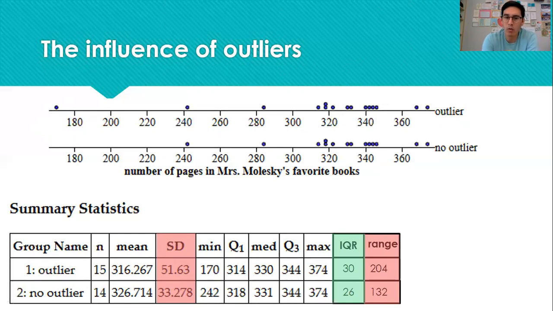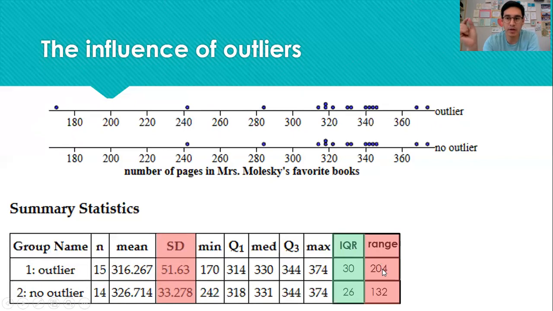So again, let's think about why the standard deviation is so much bigger when the outlier is there. 51 is almost 20 units, 20 pages more than 33. So the standard deviation, remember, is measuring the average distance from the mean. So if I have a point that's far away, it's going to have a really far distance between it and the mean. And that big distance gets averaged with all the other distances. And so that's why the standard deviation is much larger when we have a point very far away from the mean.